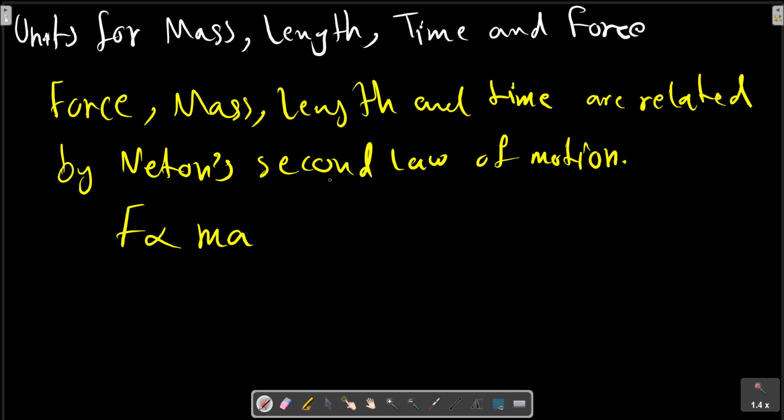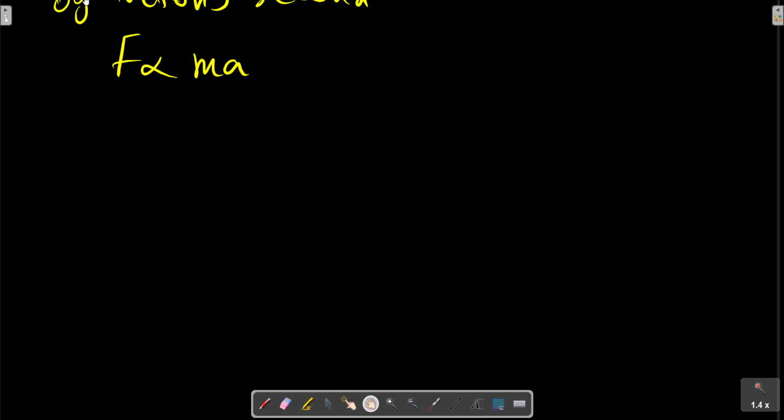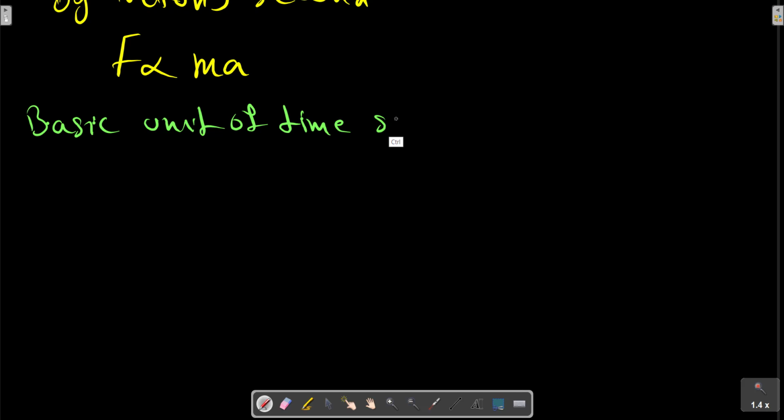The concept of time is well established. The basic unit of time is the second, which in the past was defined in terms of the solar day, the time interval for one complete revolution of the Earth relative to the Sun.